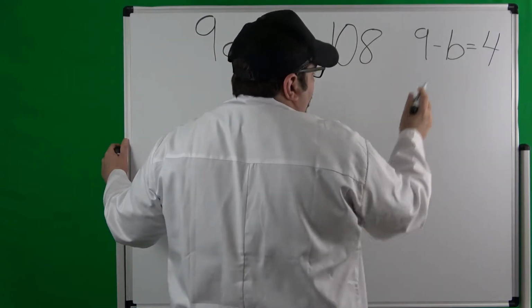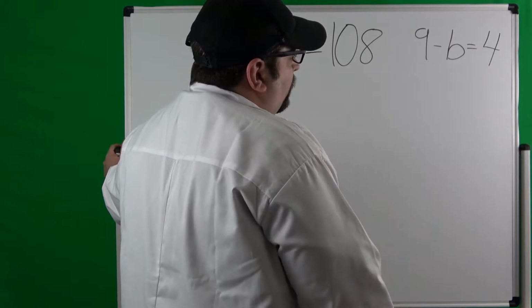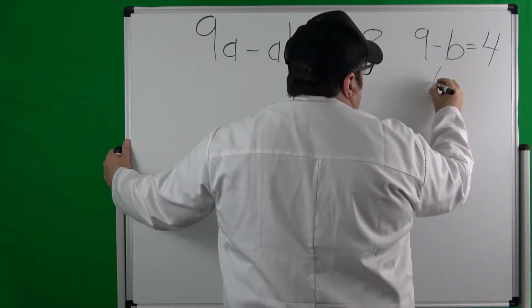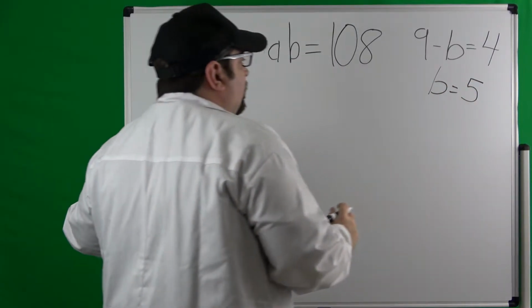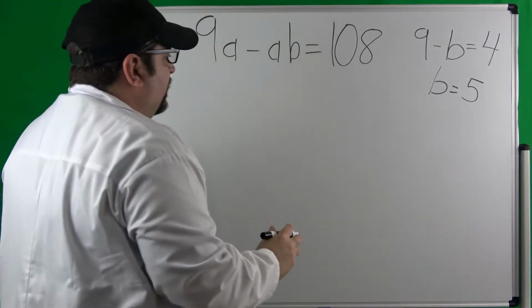Over here, you can just think about it in your head. 9 minus what is 4? Well, b equals 5. So now we're going to take that and plug it in here.